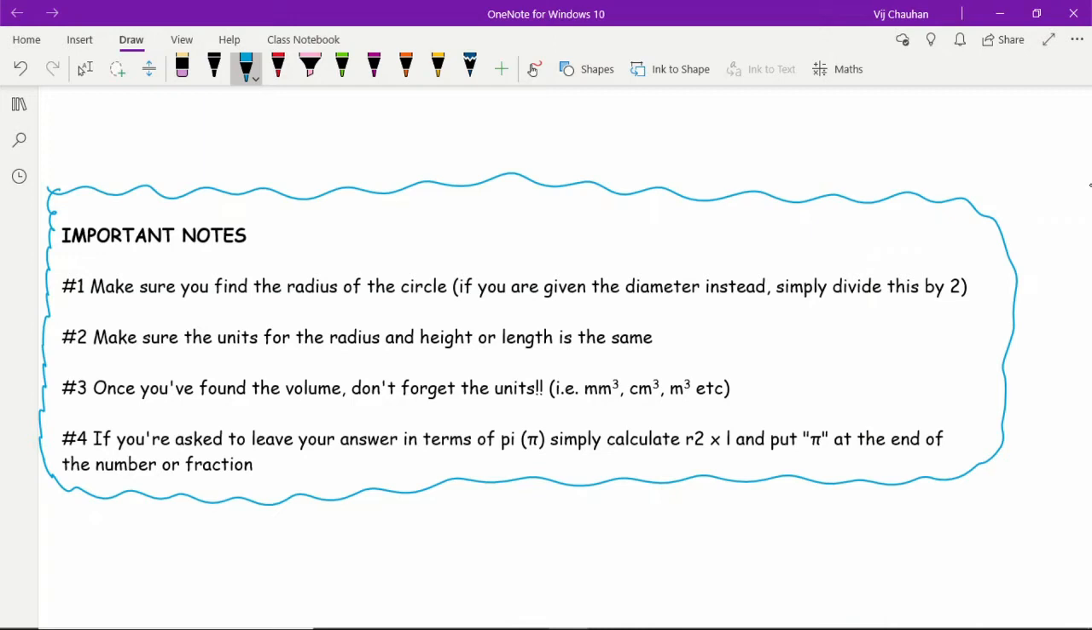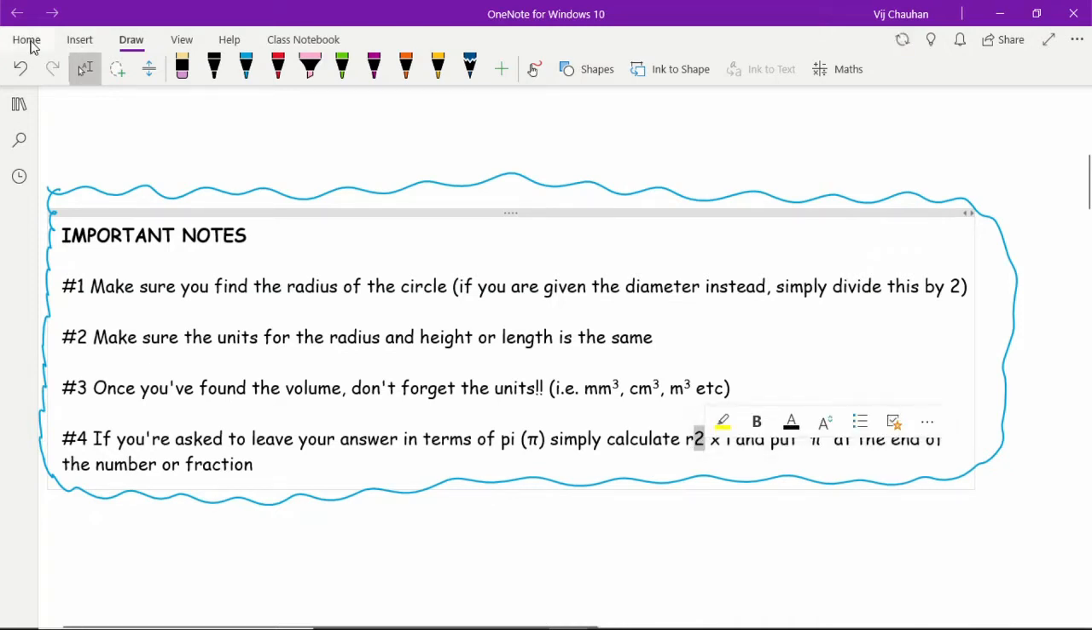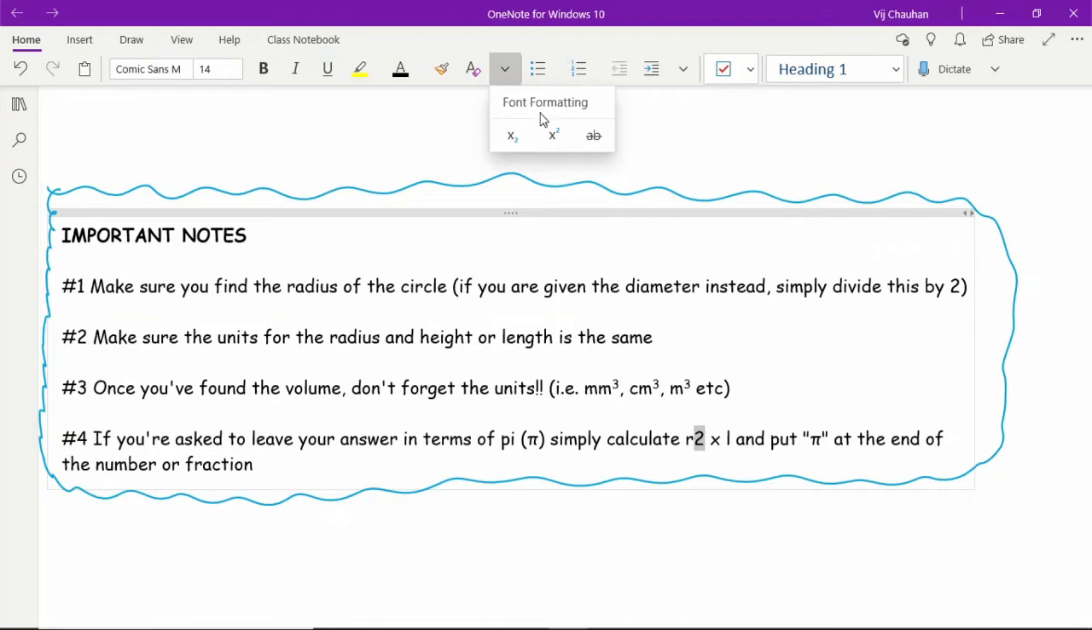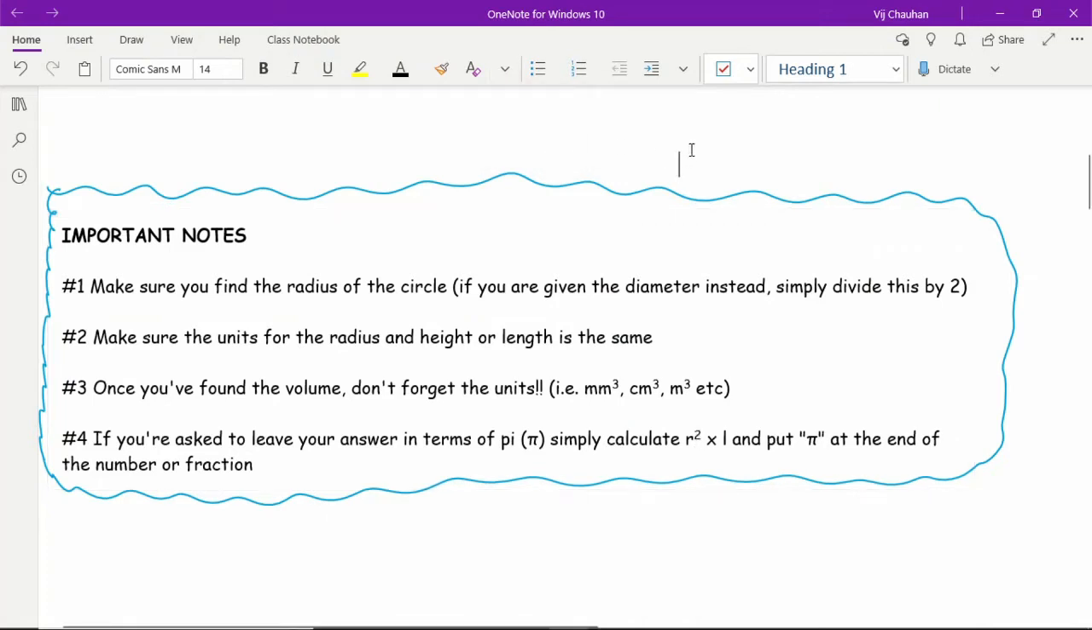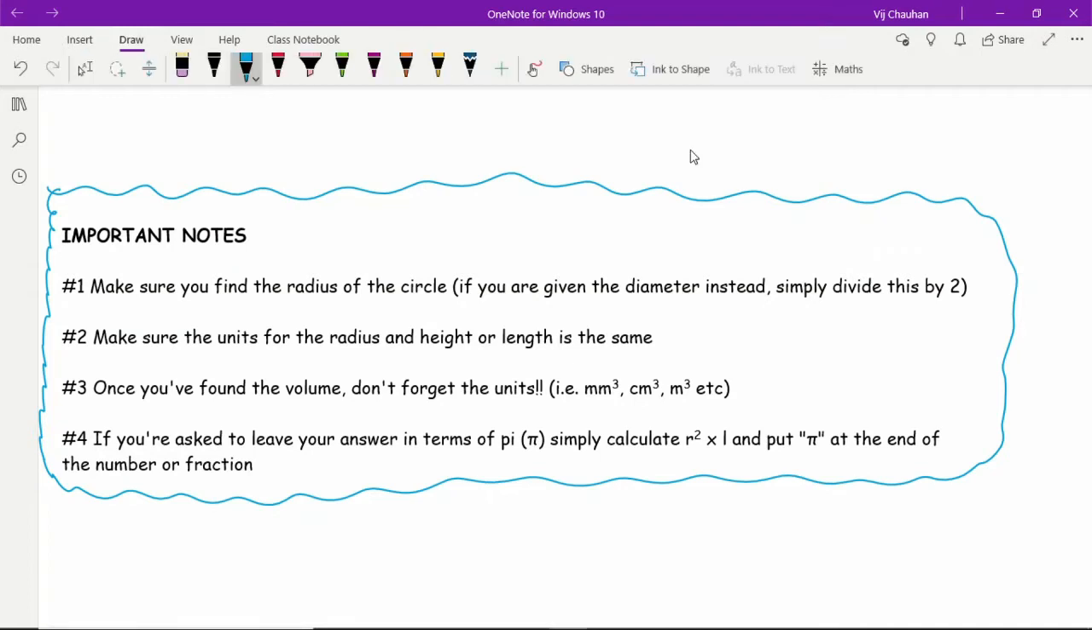And finally, if you're asked to leave your answer in terms of pi, all you need to do is calculate what r squared is. There we go. So all you need to do is calculate what r squared is, multiply that by the length, and once you've worked out those two things, the next thing you need to do is simply stick a pi at the end of your answer. So the only thing you need to work out is what r squared times l or times h is, and then once you've got your answer, stick pi at the end.